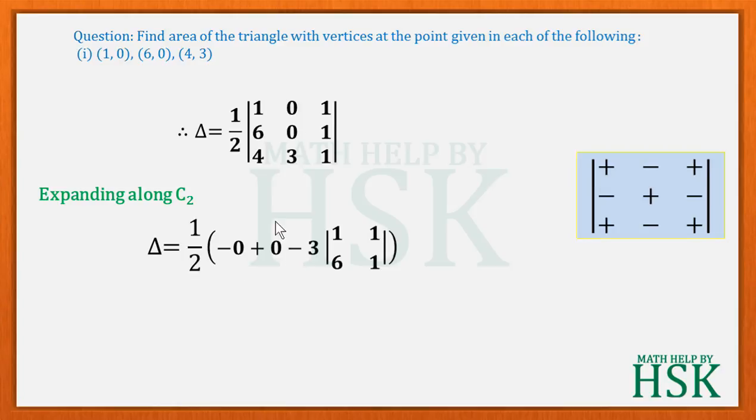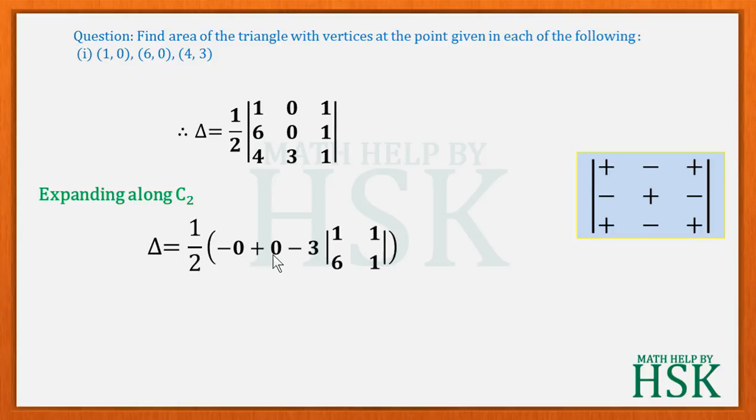The second term is 0, so we get 0 as the next term of the expansion, and the third term would be equal to minus 3 times the determinant obtained by removing this row and this column, that is the determinant 1, 6, 1, 1. Okay, so now the calculation has become very easy. We only have to solve this term.